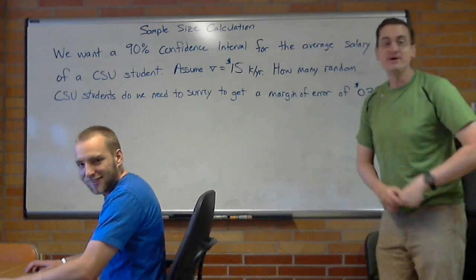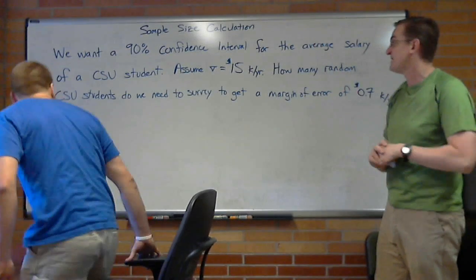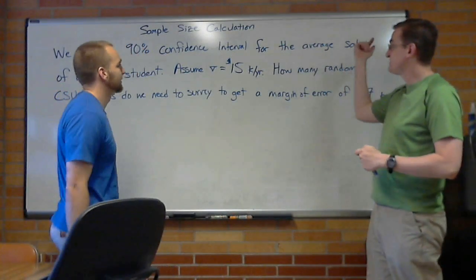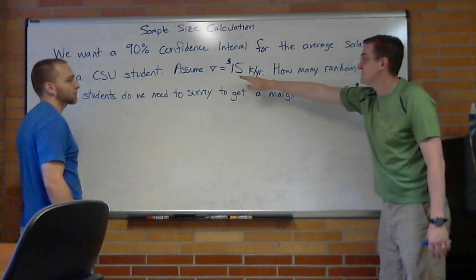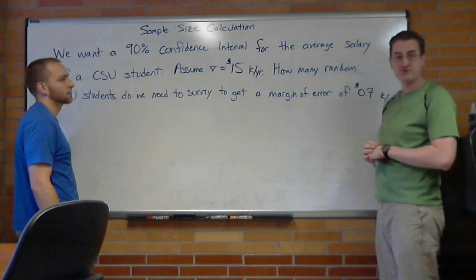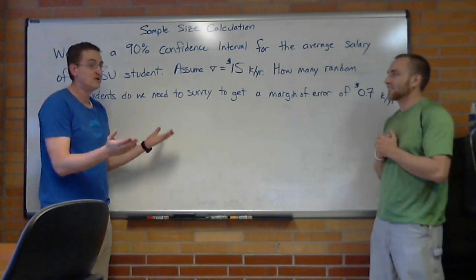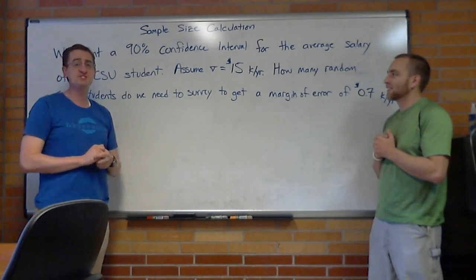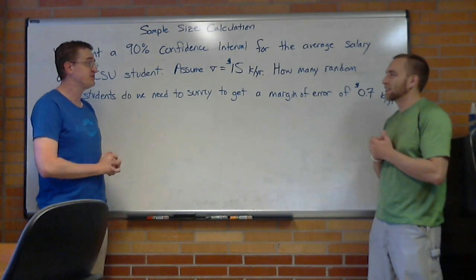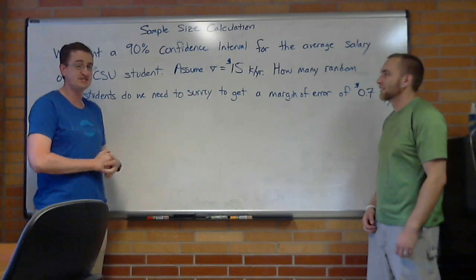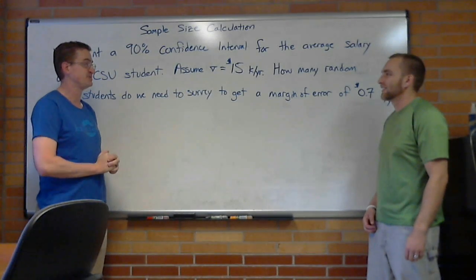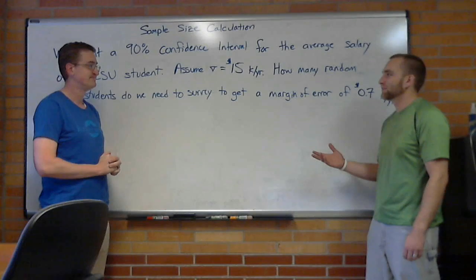All right, today we are going to talk about how to calculate sample size. We want a 90% confidence interval, and we have our sigma here, which is 15,000 per year. How do we know sigma? Well, for right now, sigma is just magic. We just magically know that because you get told that, and at some point we will talk about it not being magic.